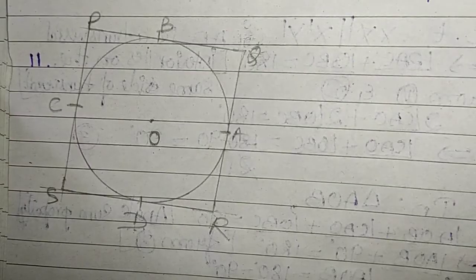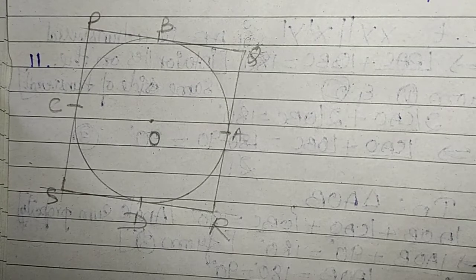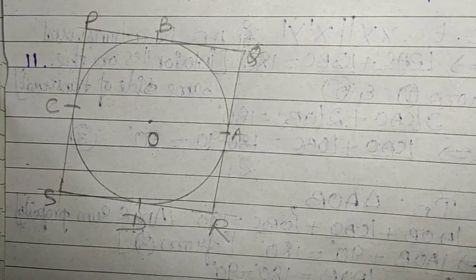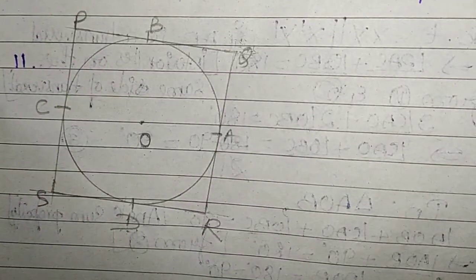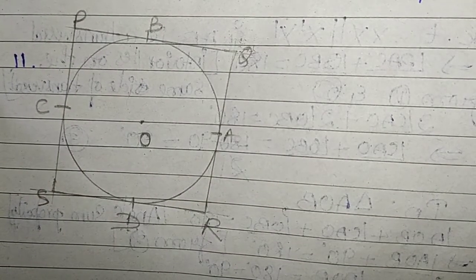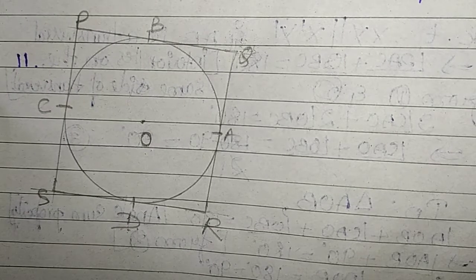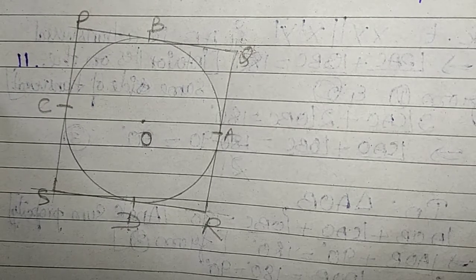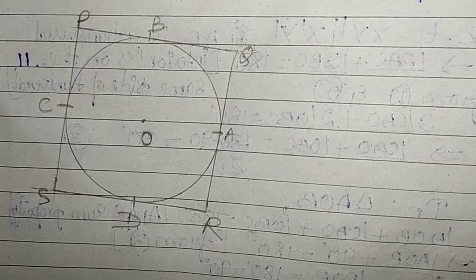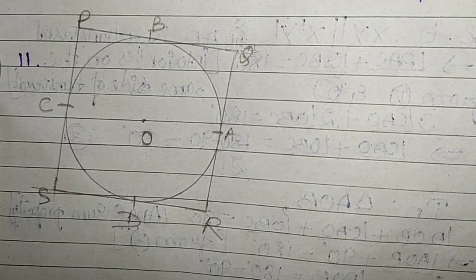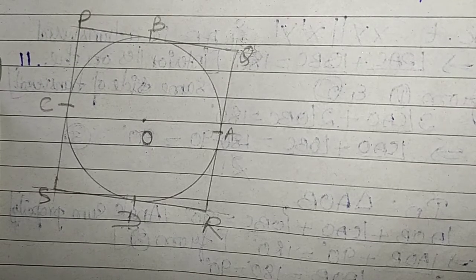In the 11th question, we are supposed to prove that a parallelogram circumscribing a circle is a rhombus. Before we go ahead to the proof, you need to understand what a parallelogram is and what a rhombus is. A parallelogram is a closed four-sided polygon in which all the opposite sides are parallel and equal to each other, whereas a rhombus is a special case of the parallelogram where not just the opposite sides are parallel but all the sides are equal to each other.